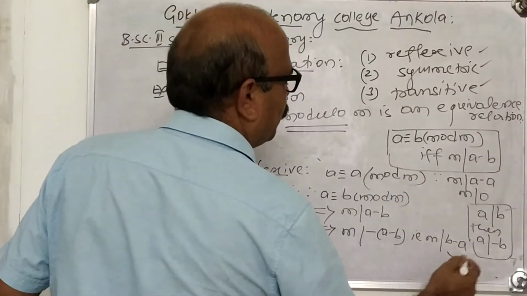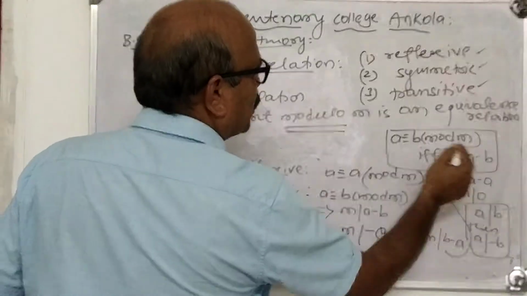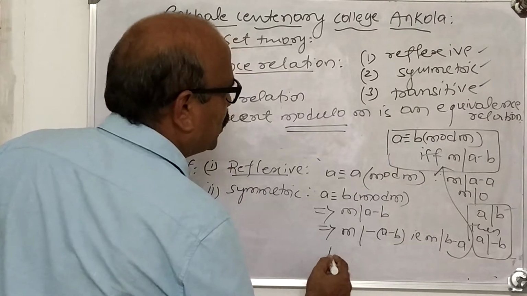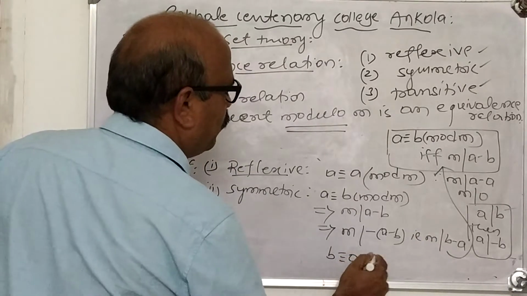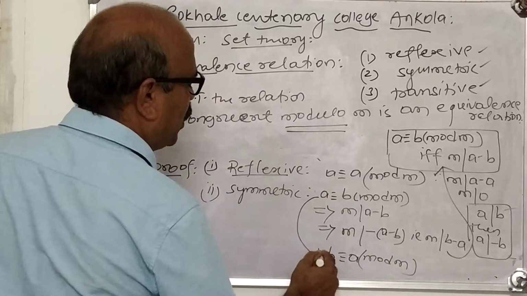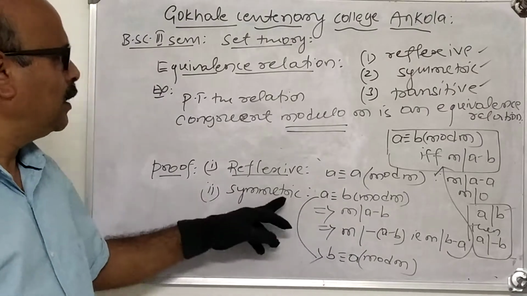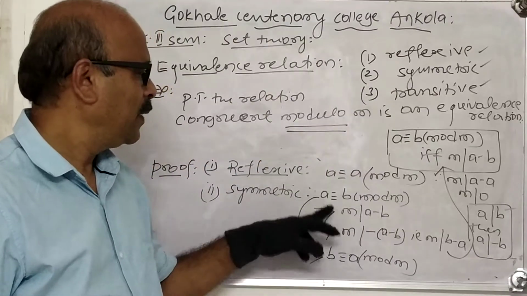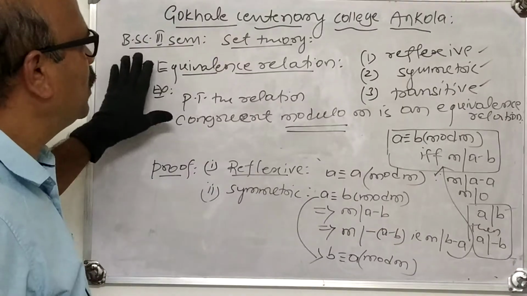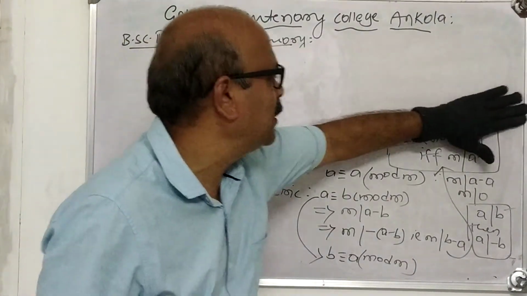Now see the definition of congruent modulo m. If m divides a minus b, a is congruent to b mod m. Here m divides b minus a means b is congruent to a mod m. So a is congruent to b mod m implies b is congruent to a mod m. So what do you get? The relation is symmetric. Now only you have to prove that it is transitive.